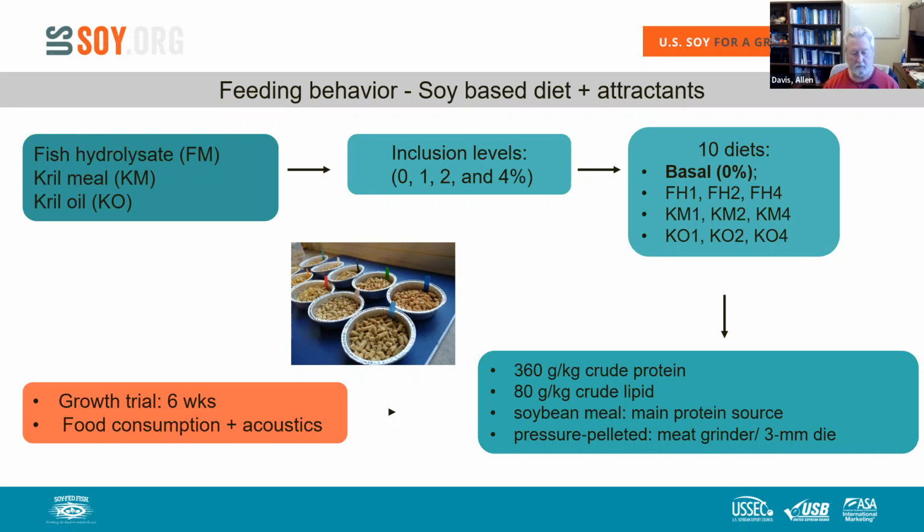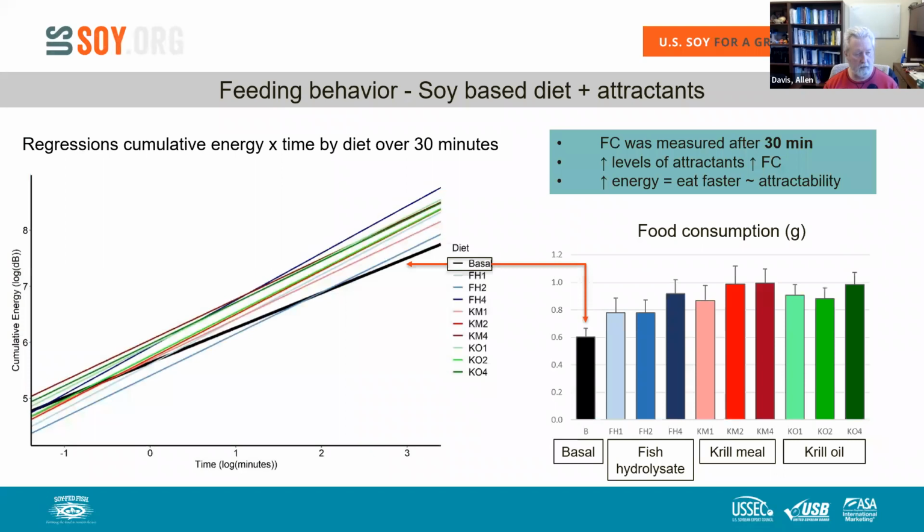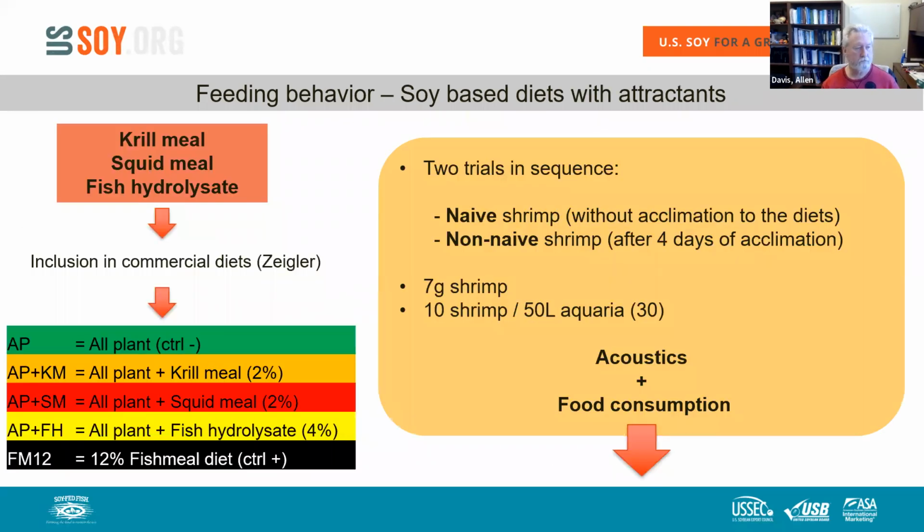So we made the diets. This is incorporated in the diet as opposed to being top coated on the diet. And again, this is cumulative energy, so it's going up as opposed to going down. But you can see that the different slopes correlate to intake of food consumption. We did the recordings at the same time we did food consumption, so we can correlate those two back together. And you can see the fish hydrolysis, krill meal, and krill oil all had additions, improvements.